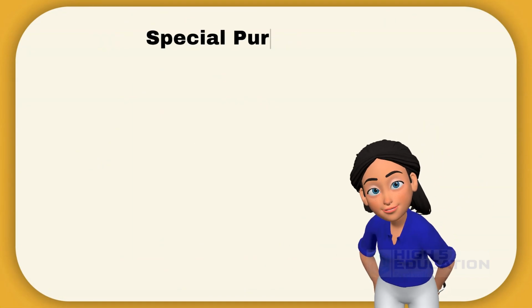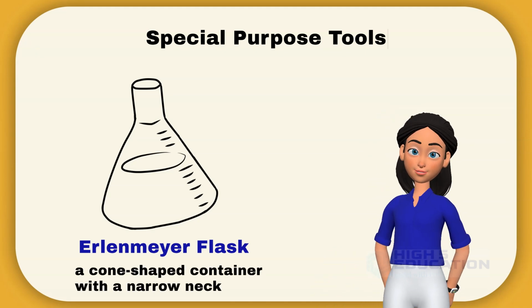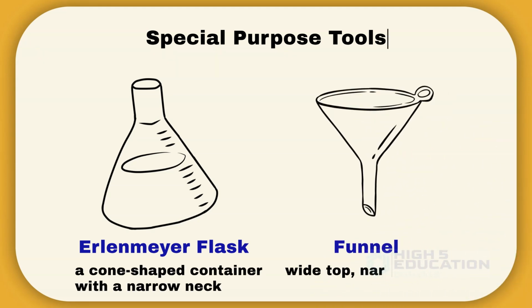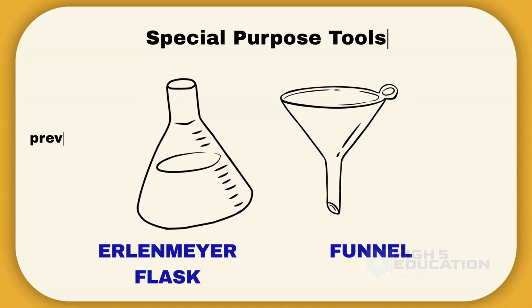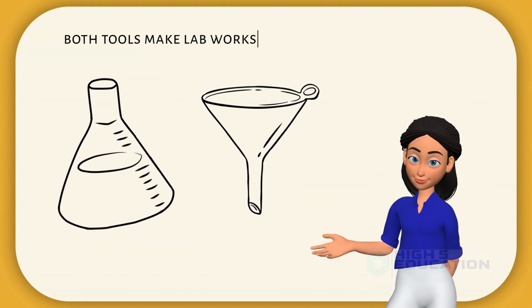Lastly, some special purpose tools are the Erlenmeyer flask, a cone-shaped container with a narrow neck, and the funnel, a tool with a wide top and narrow bottom for transferring liquids. The Erlenmeyer flask prevents spills during mixing. The funnel helps pour liquids without making a mess. Both tools make lab work safer and more efficient.